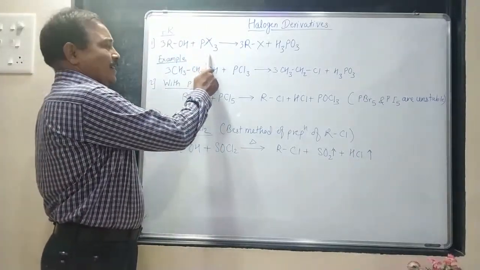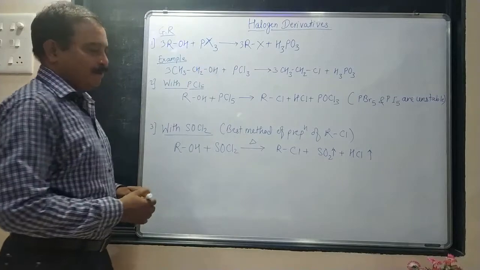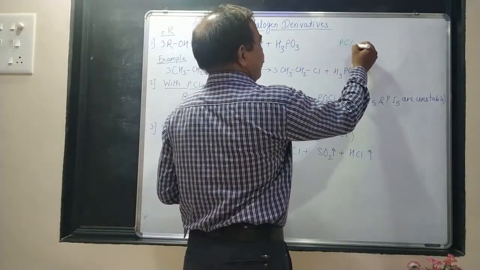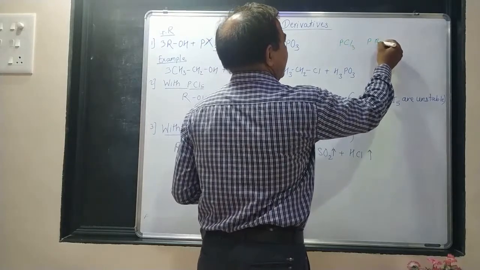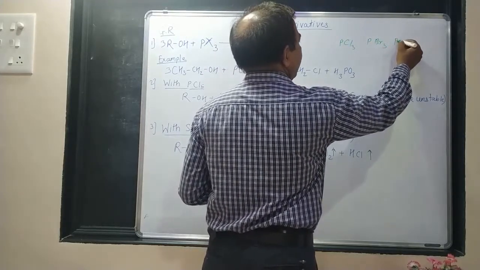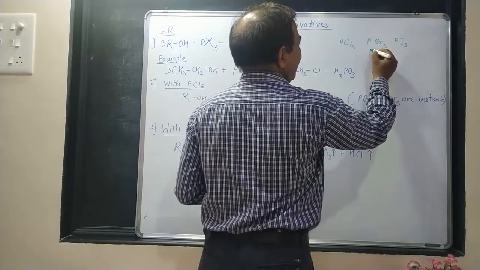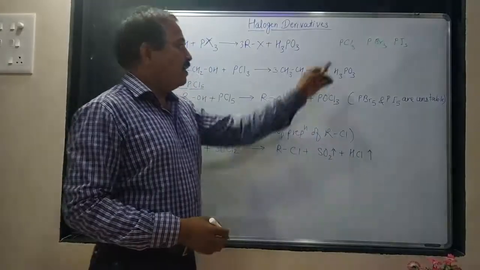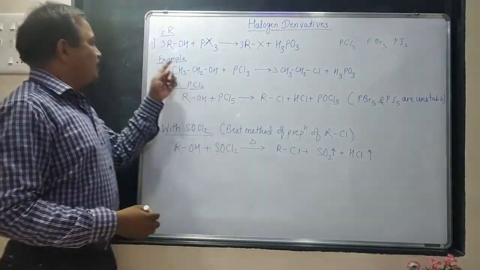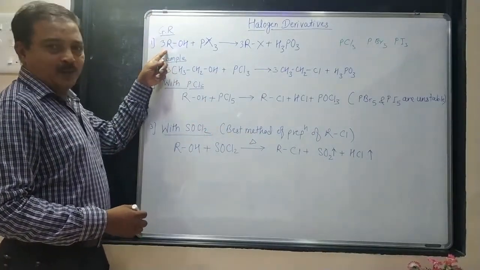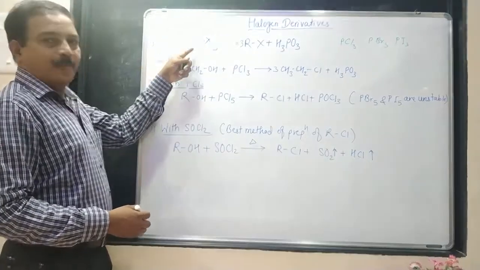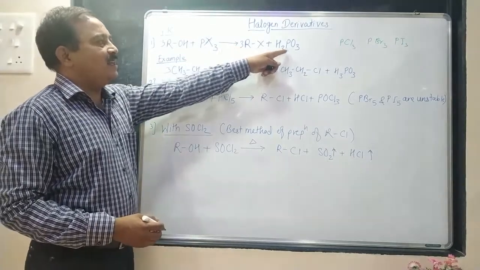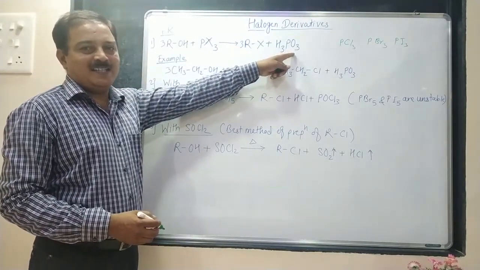The first reaction we will try to understand is with phosphorus trihalide, and the phosphorus trihalides we can use here are PCl3, PBr3, PI3, but PBr3 and PI3 are less stable. PCl5 is the more stable one. So here thrice of ROH we have to take. Thrice ROH plus PX3 gives RX plus X3PO3, that is, phosphorus acid is obtained.